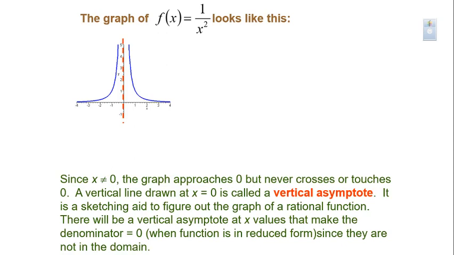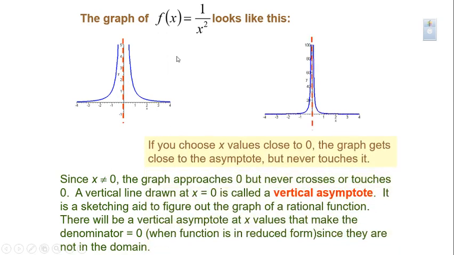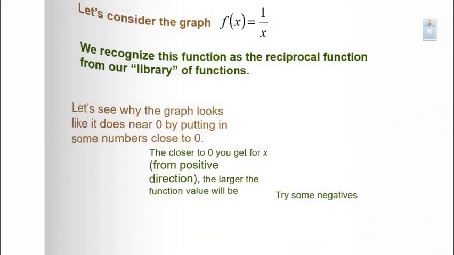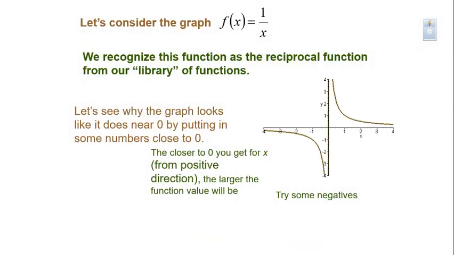It is a sketching aid to figure out the graph of a rational function. So this is not the exact graph. It's actually not drawn to scale, but it gives you an idea of what the graph looks like. So we have a vertical asymptote, because if we try to plug in 0 into the denominator, we get no answer. And when we look at the graph, it gets closer to that value, but doesn't touch it. So that indicates something very important here. We need to find out if there are any such asymptotes in a function. We call those vertical asymptotes.